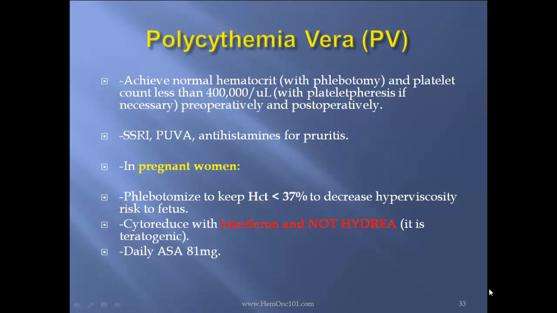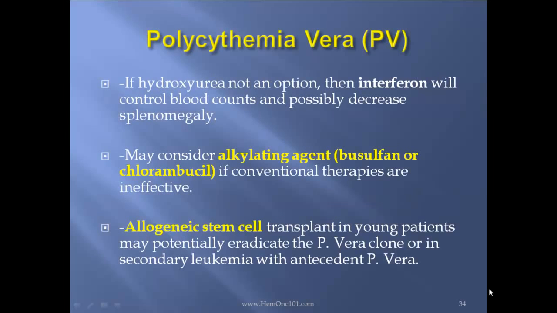In pregnant women, phlebotomize to keep hematocrit less than 37% to decrease hyperviscosity risk to the fetus, and cytoreduce with interferon and not hydroxyurea, which is teratogenic, plus daily aspirin. If hydroxyurea is not an option, then interferon will control blood count and possibly decrease splenomegaly. You may consider alkylating agents such as busulfan or chlorambucil if conventional therapies are ineffective. An allogeneic stem cell transplantation in young patients may potentially eradicate the PV clone or secondary leukemia with antecedent PV.